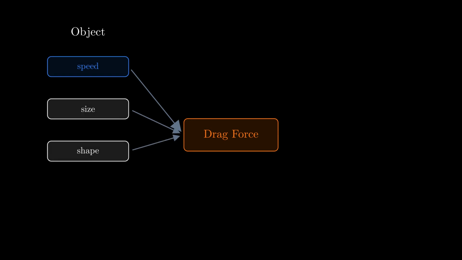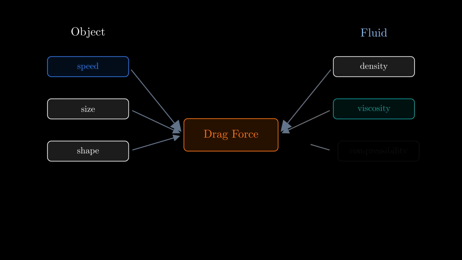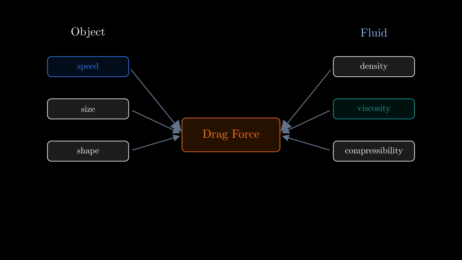Two sets of properties control the drag. On the object side, its speed, its size, and its shape. On the fluid side, its density, its viscosity, and its compressibility. Change any one of these and the force changes. Because so many factors interact, there is no single simple formula. The force is genuinely hard to pin down in full.